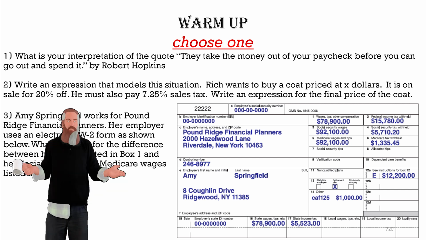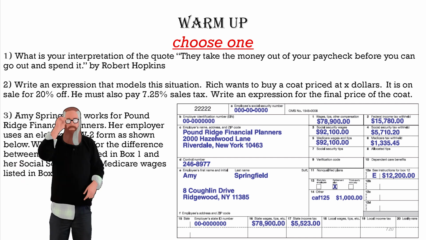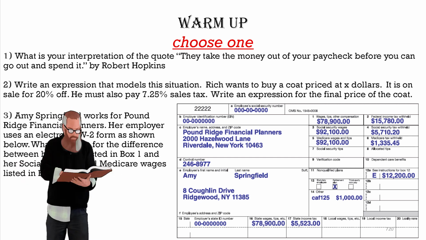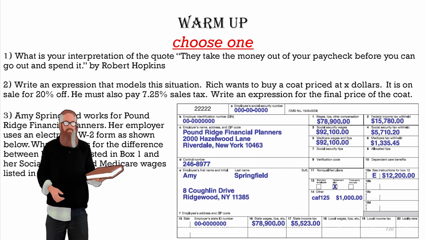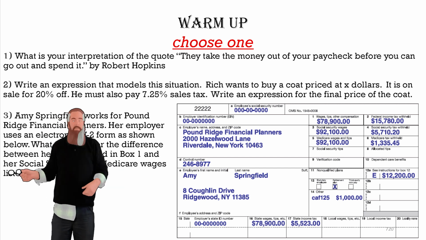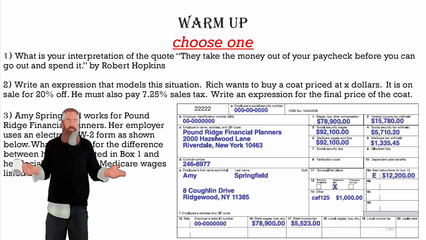The money is being placed in a qualified retirement account. Therefore, the taxes on the money are deferred until Amy makes a withdrawal from the account after she retires. The tax-deferred contribution to Amy's retirement funds only accounts for part of this difference. There is still $1,000 that must be identified. Box 14 lists CAF 125 $1,000.